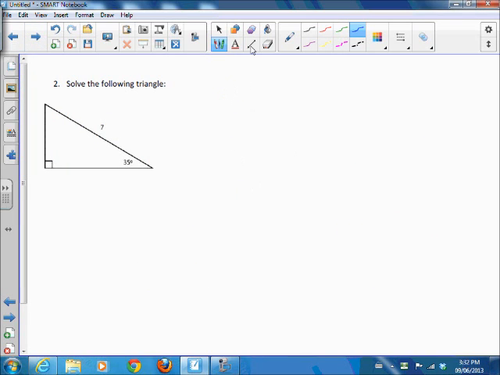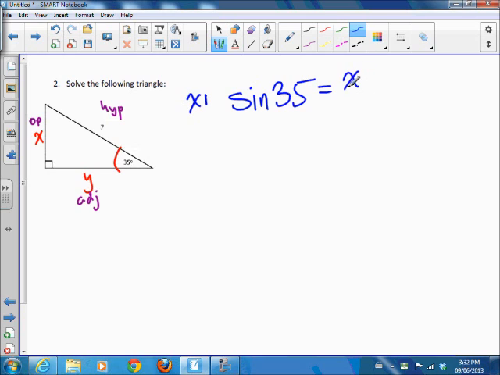To solve the following triangles, we know that we have to use SOHCAHTOA. Here's the angle that we know. So let's call this x and let's call that y. Now we know that this is the opposite, this is the adjacent, and this is the hypotenuse. First let's solve x. Since x relates opposite to hypotenuse, I want to use sine 35 is opposite over hypotenuse. If we calculate that on our calculator, that gives us that x is 4.02.